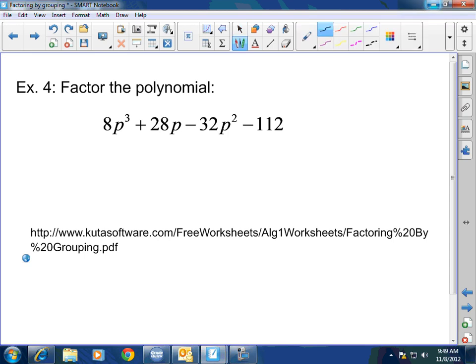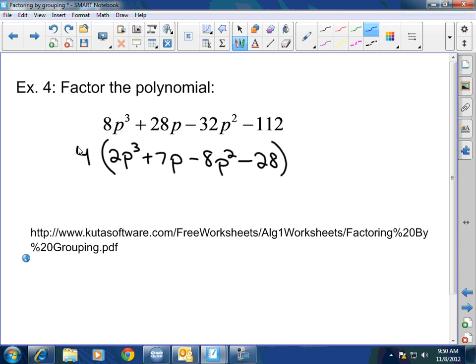Okay, now, in this particular case, guys, I want to stump you. First of all, can I factor out a GCF? A 4. Yes. So if I factor out a 4, I'm going to be left with 2p cubed plus 7p minus 8p squared minus 18. Now, pay attention because something weird's about to happen here, okay?